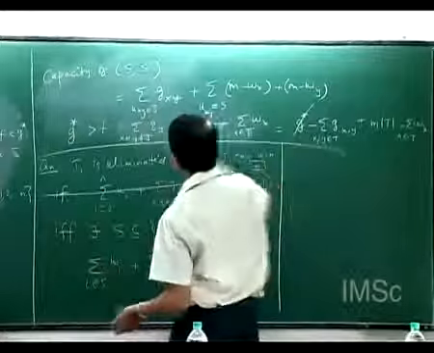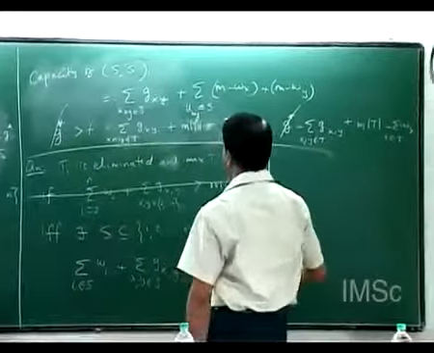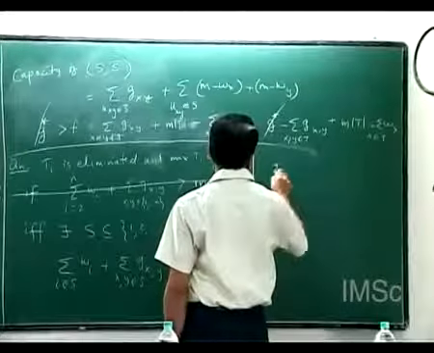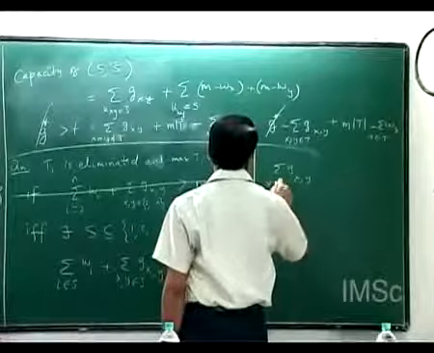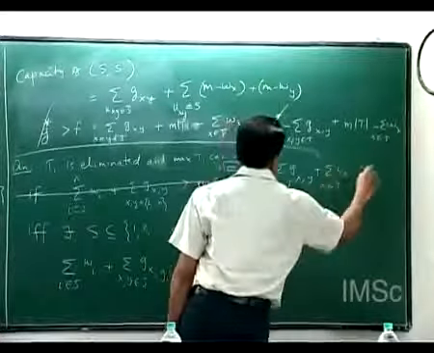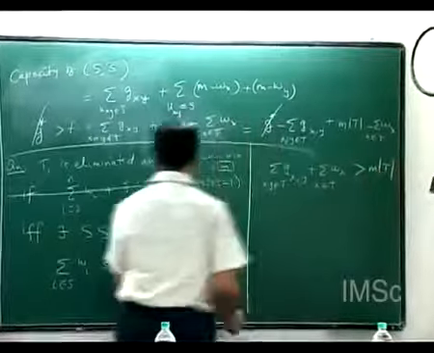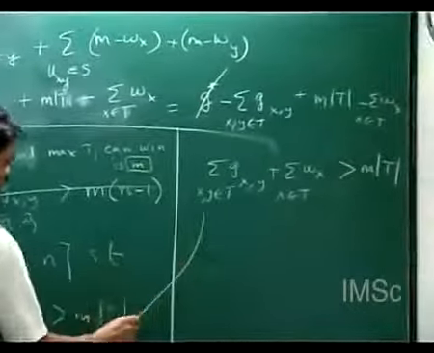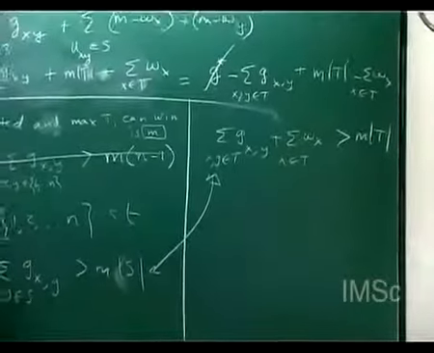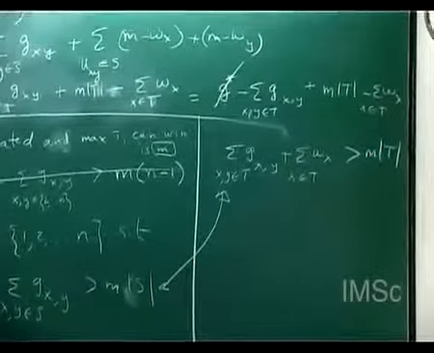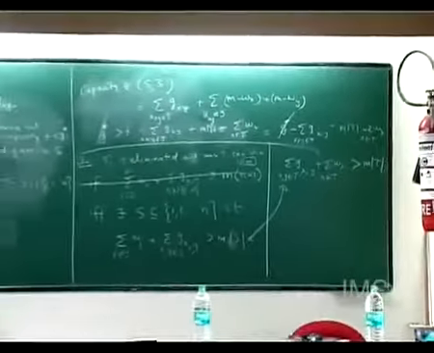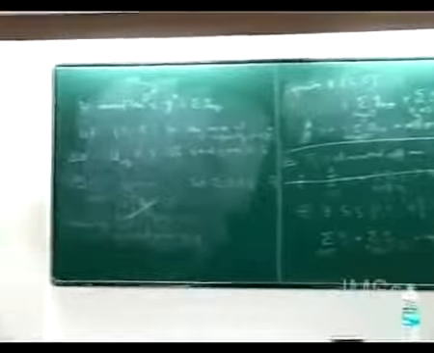So, let me cancel this G star, and what I have is summation gxy, xy in T, plus summation wx, x in T, is strictly greater than m times T, and that is what we wanted to show. The T is playing the role of the set of teams.